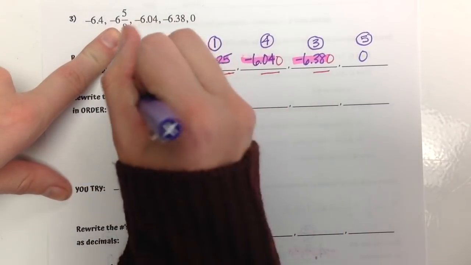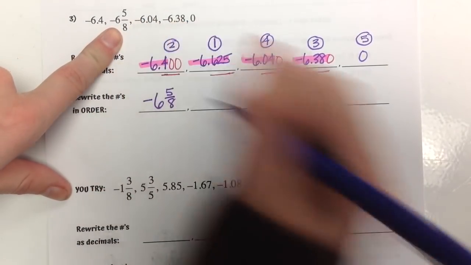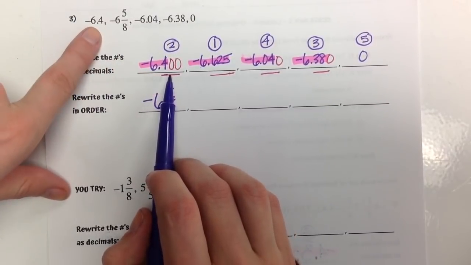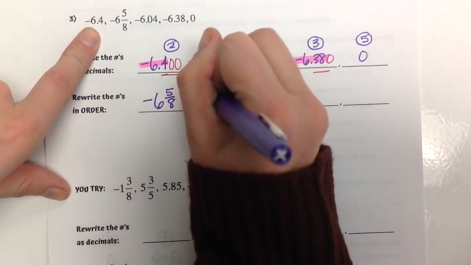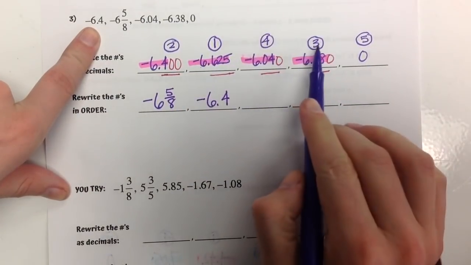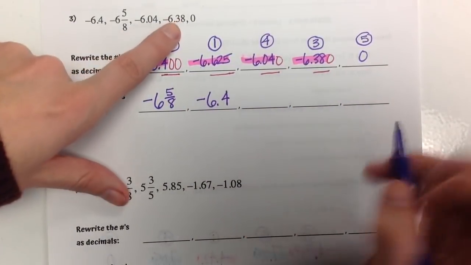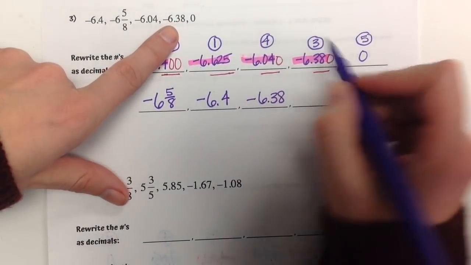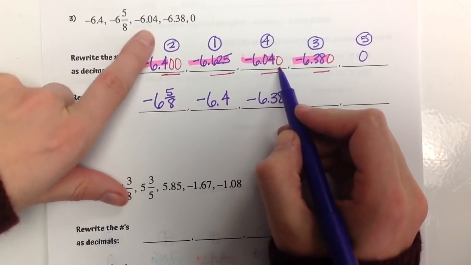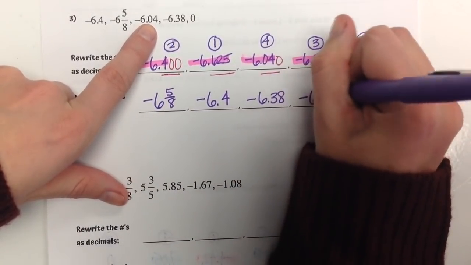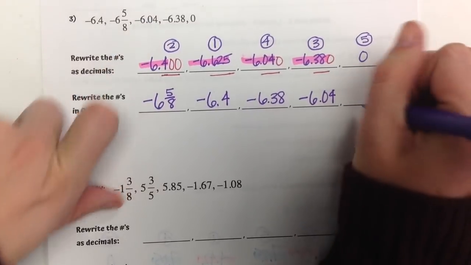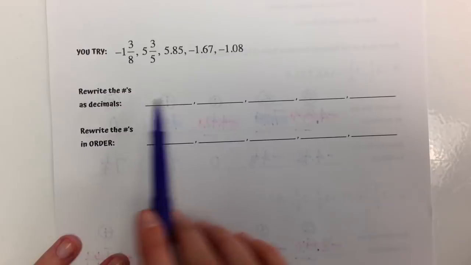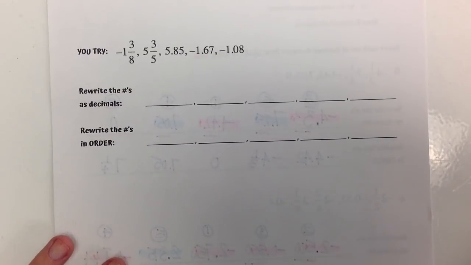So going back and writing it in order. -6.625 originally was -6 5/8. -6.4 was our next, 400 was our last one, which was -6.4 originally. The third number, -6.38, was -6.38 originally. And then fourth was -6.040, which was -6.04 originally. And then our last number is 0. So go ahead and try this one on your own. I want you rewriting as decimals, then putting them in order.